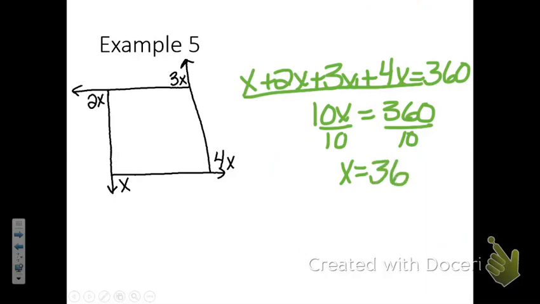True or false, each one of those angles would have to be 90. False. First of all, if they were all 90, they would all have to be congruent. And are they all congruent? No. If x is a single number and I've got an x and then I'm doubling it, tripling it, and quadrupling it, then they cannot all be congruent to each other. Now, if I knew that they were all the same, then I would know that they would all have to be 90. But they're not all the same, so each angle will be different with x being 36.